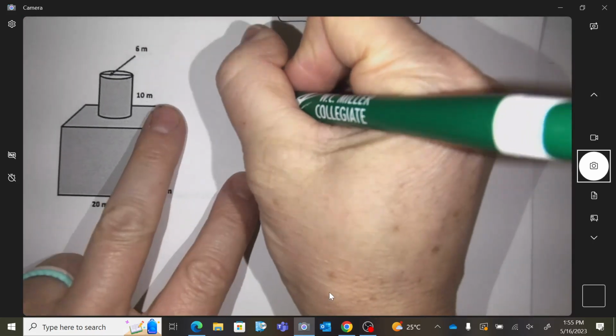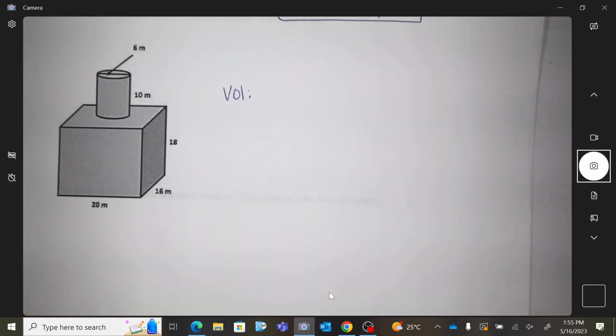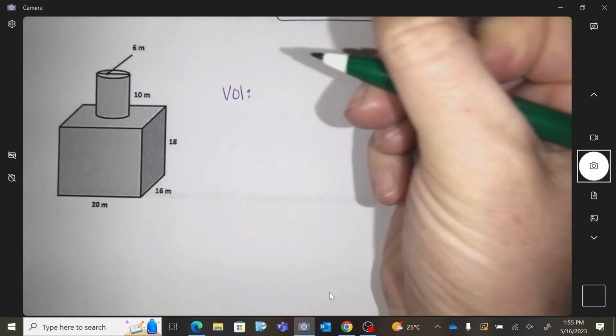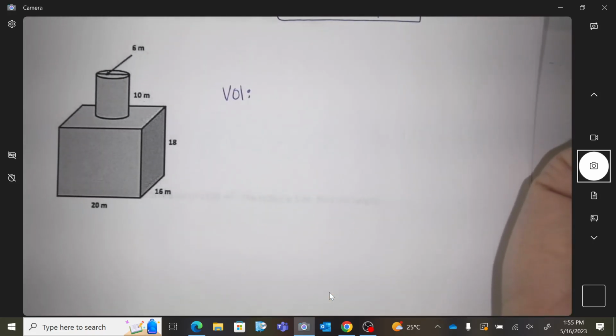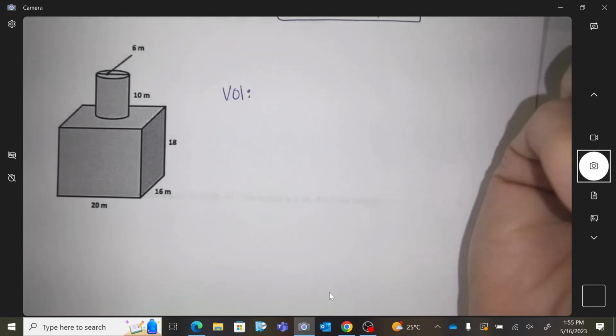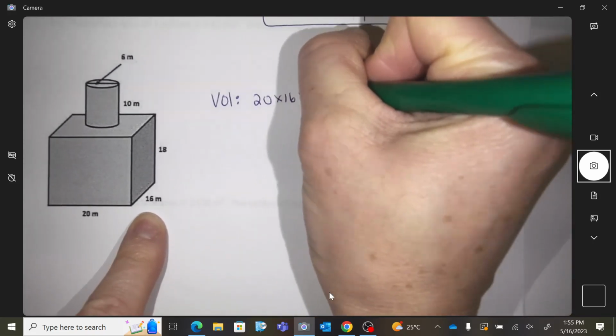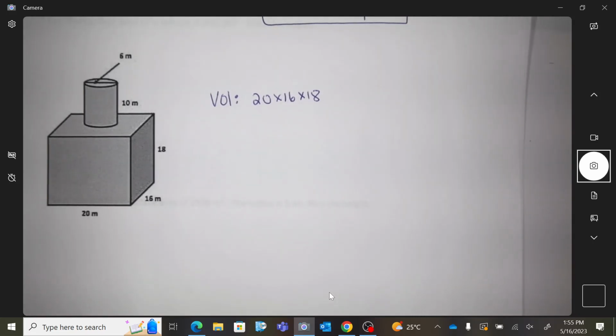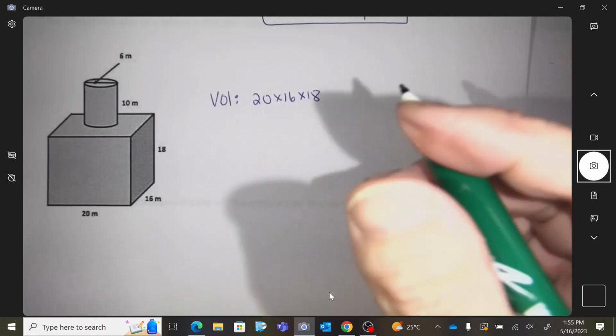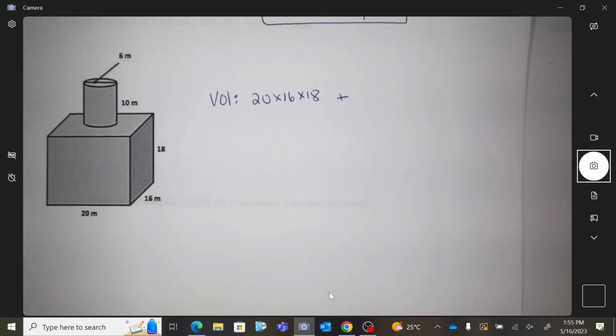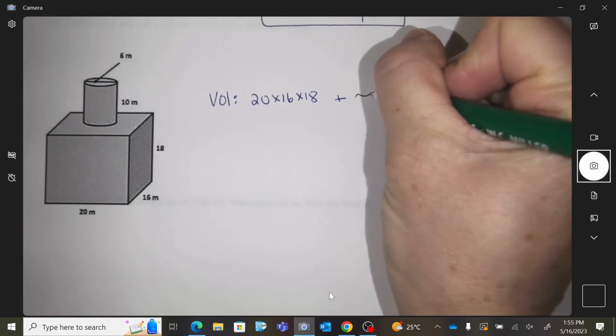So volume, let's do volume first. Volume is the easy one. We don't have to make any adjustments. So the volume of a box, let's do that one first. That one's easy. Volume of a box is all three dimensions, length, width, height. Plus the volume of a cylinder, pi r squared h.